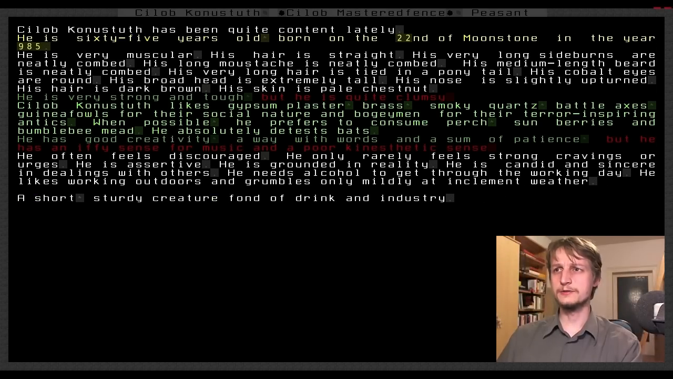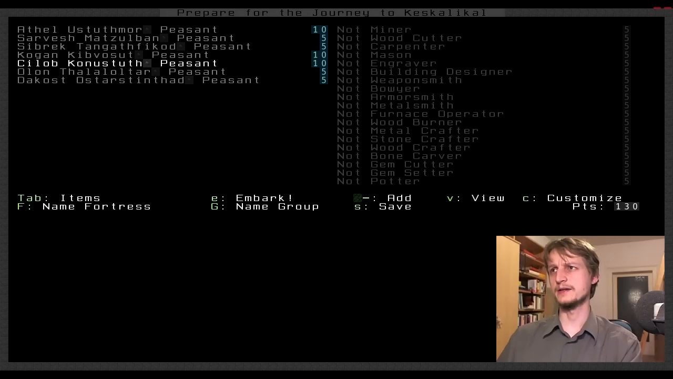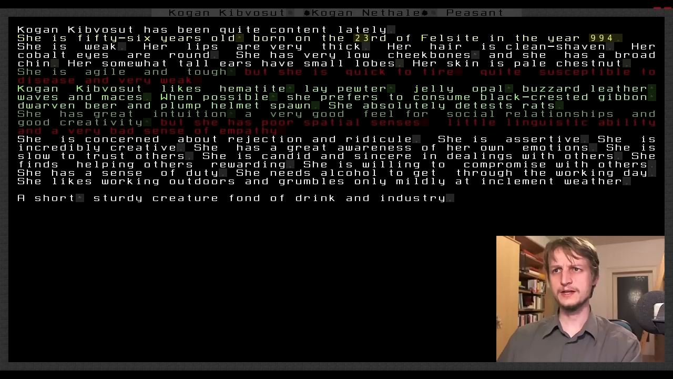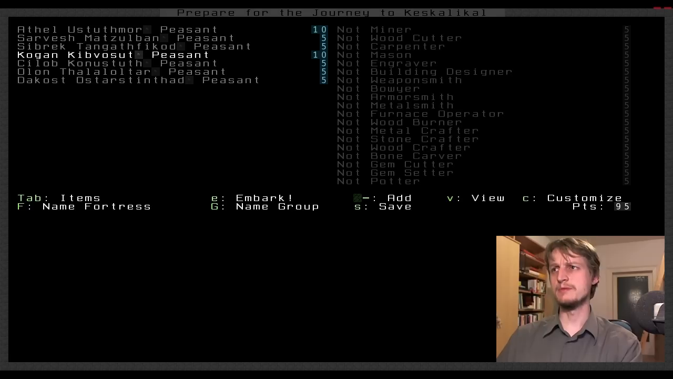Good creativity and good creativity. Some patience, efficiency. Poor kinesthetic sense. So this won't be my mechanic. This will be my carpenter. The other one, poor spatial sense. I don't know what spatial sense exactly does, but at least the kinesthetic sense is okay. Very good feel for social relationships. This will be my mechanic.